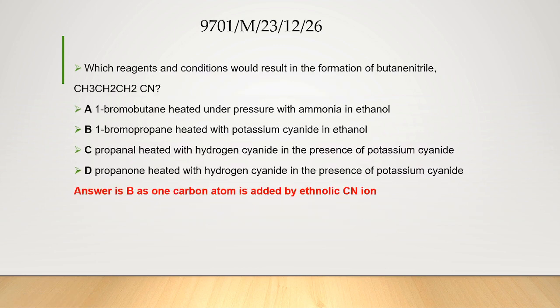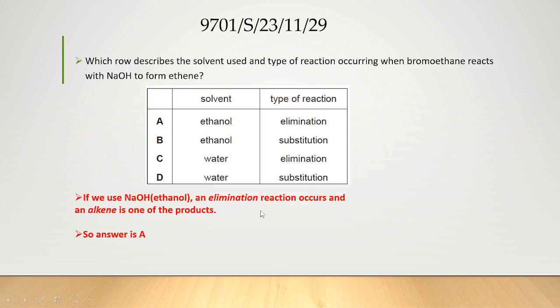This is another one. In this one, which reagent and condition would result in the formation of butanenitrile? So obviously 1-bromopropane heated with potassium cyanide in ethanol. Only then there is the formation of this compound, because in propane there is an addition of a carbon atom. So butanenitrile will be formed. So the answer is B.